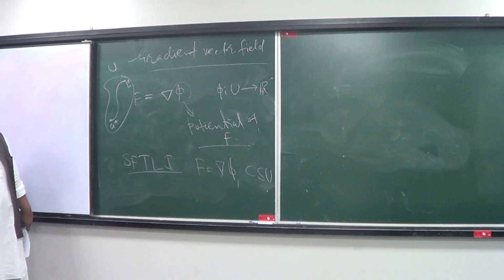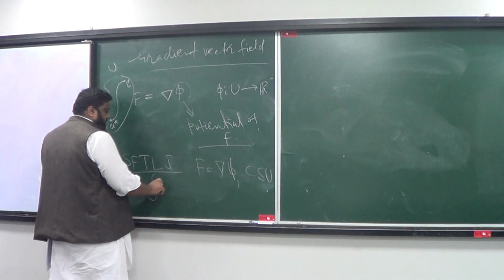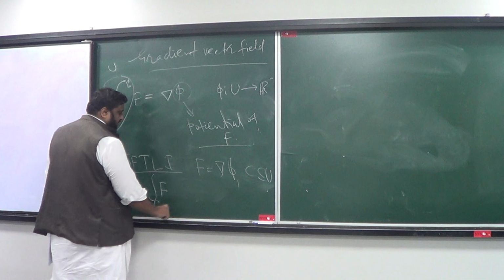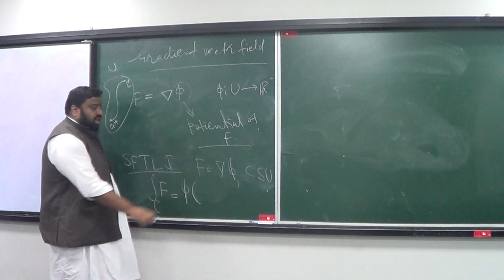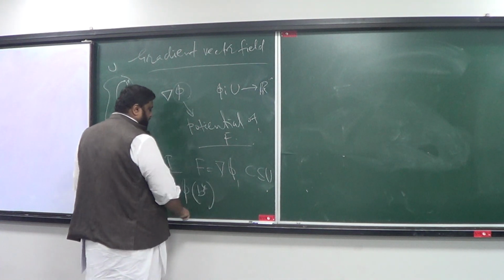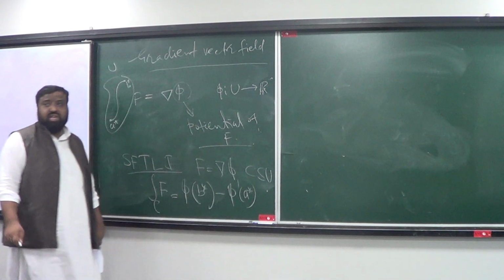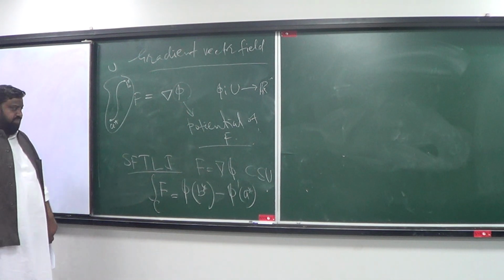If you compute the line integral of such a vector field along the curve C, then this would be the same as simply evaluating phi at B star minus phi at A star. It's really analogous to the fundamental theorem of calculus in one dimension. So this is something that we proved in our last discussion.